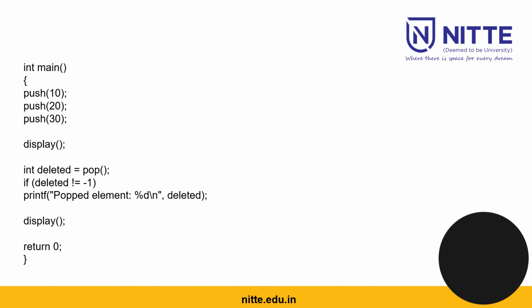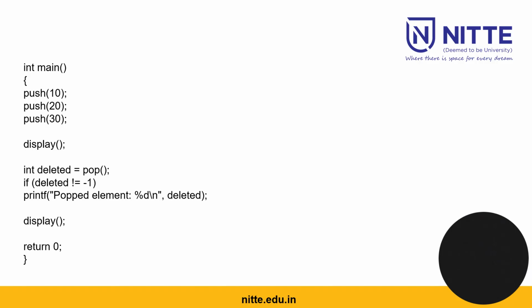So here the first element pushed is 10, the second element pushed is 20, and the third element pushed is 30. So as per the stack rule, the last element pushed is 30, so the top element in the stack is 30. Then it will display those elements, and then I will go for the pop operation. So I will write int deleted equals pop.